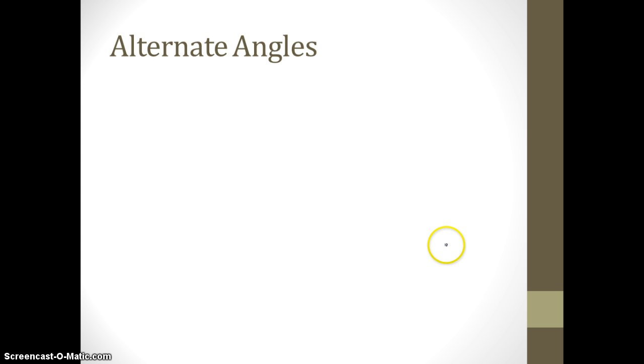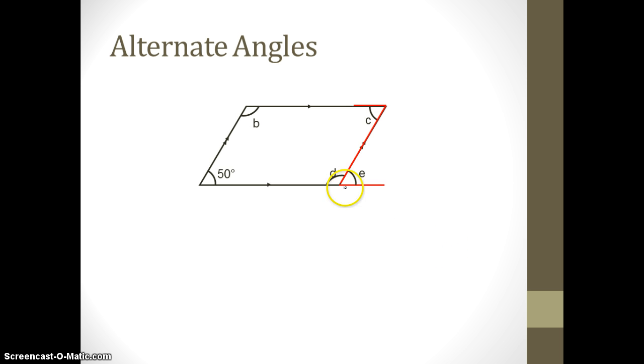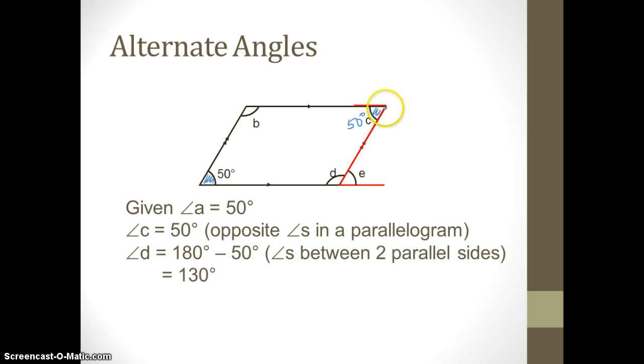Alternate angles. What are alternate angles? Given that angle A is 50 degrees, we know the opposite sides of a parallelogram, this is also 50 degrees. Angle D, these are the angles between the two parallel sides. So this is 180 degrees. So angle D is 180 minus 50, which is 130 degrees.